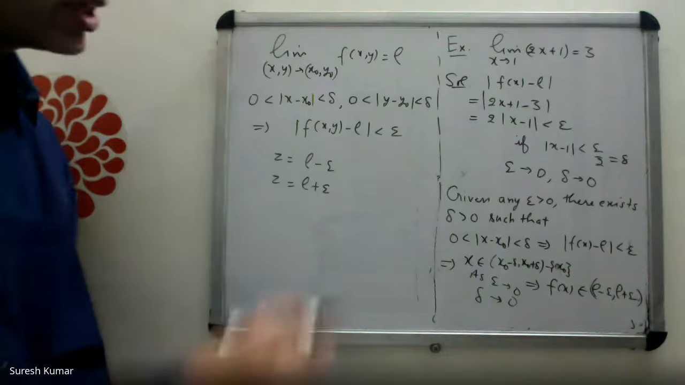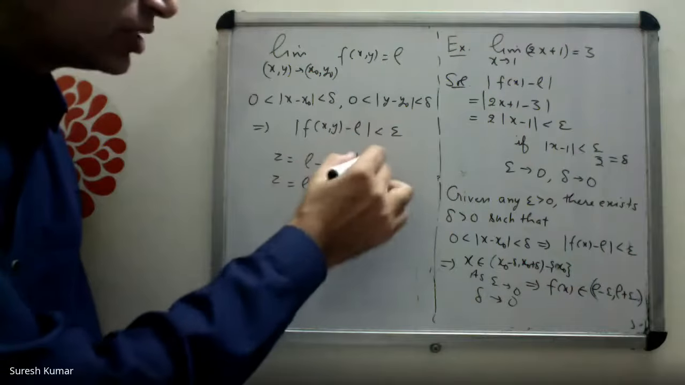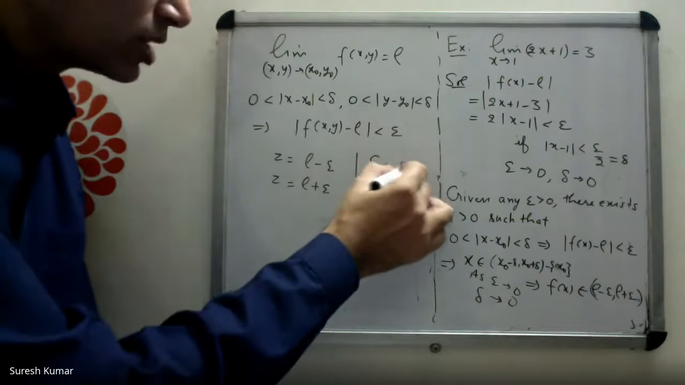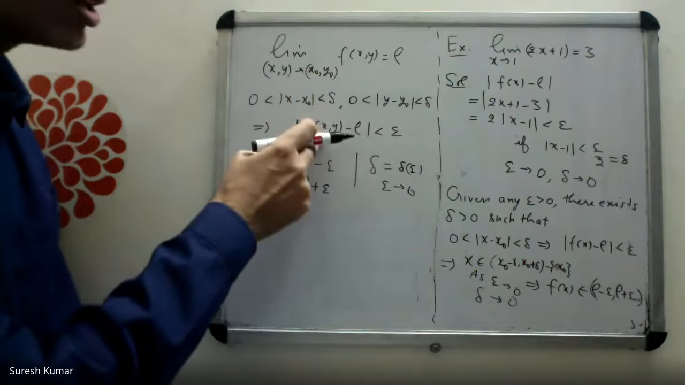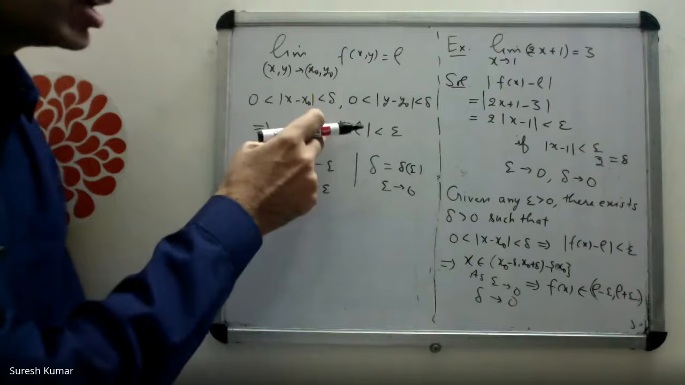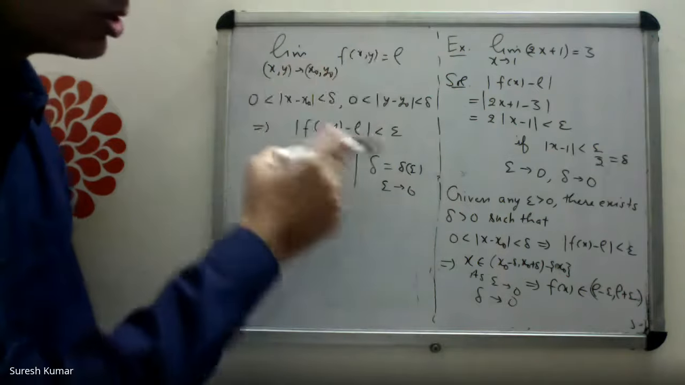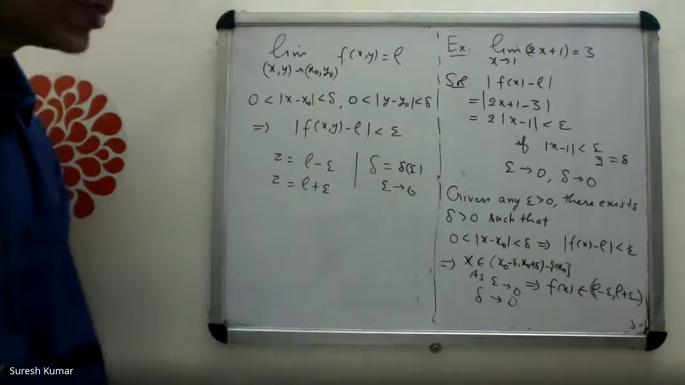But again, the idea is the same. The delta depends on epsilon such that when epsilon goes to 0, delta goes to 0. That says the same thing: that as (x,y) tends to (x0,y0), f(x,y) tends to L. Let's do a problem.